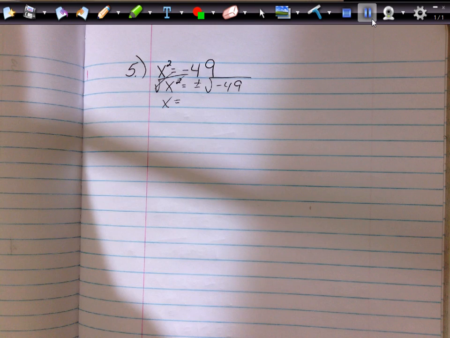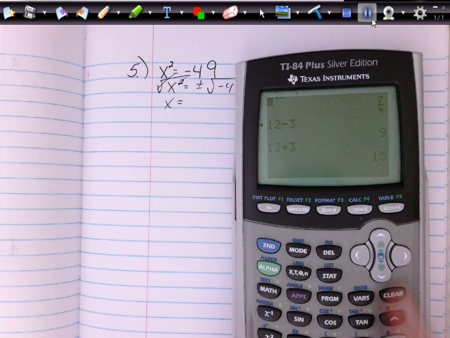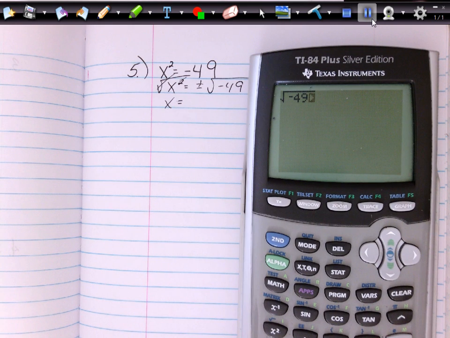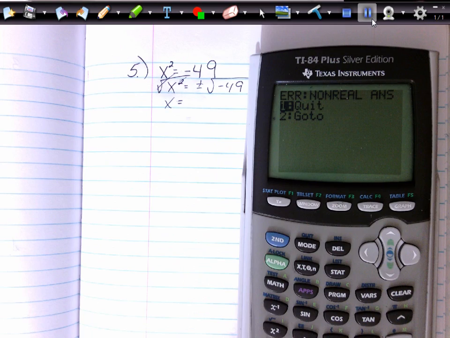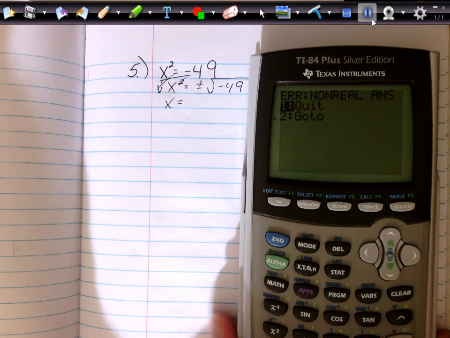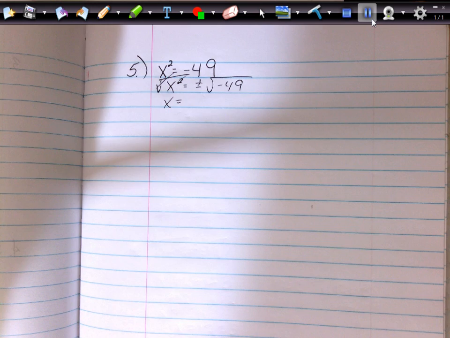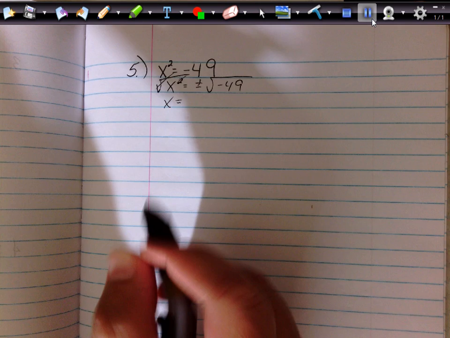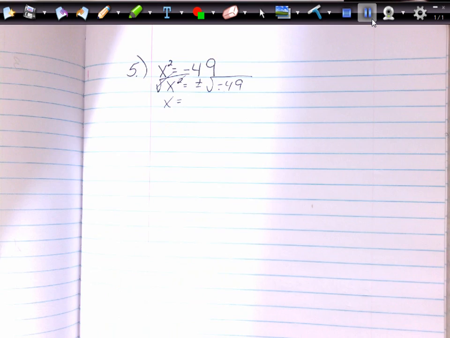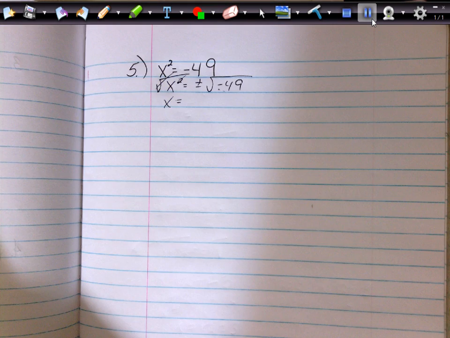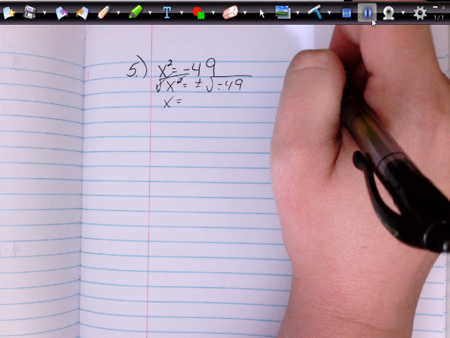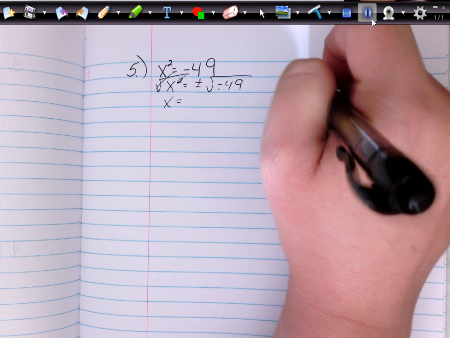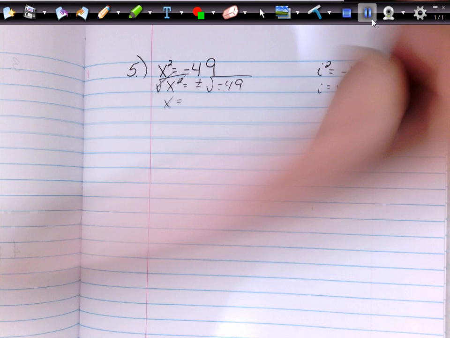If you try putting in the square root of negative 49 in your calculator, it's going to tell you non-real answer, or error. The reason for that is because we can't take the square root of negative numbers and get a real solution. So when we see this negative right here, we're going to know that we're going to have imaginary solutions. Now, we're not going to work a whole lot with imaginary numbers, but here you should know that i squared equals negative 1, and i is the square root of negative 1.